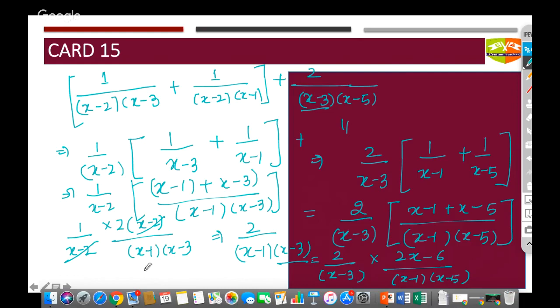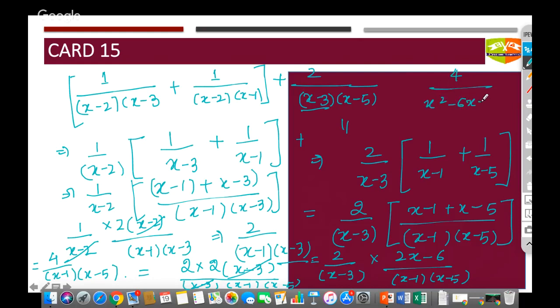So this is nothing but 2 multiplied by 2 taken from there, and this is x minus 3 here, and this x minus 3; (x minus 1)(x minus 5) will remain as it is, this and this are gone. So my answer would be 4 divided by (x minus 1)(x minus 5). As simple as that. And you cannot leave it like this, so you multiply it and then you write 4 divided by x square minus 6x plus 5. So this is your final answer.